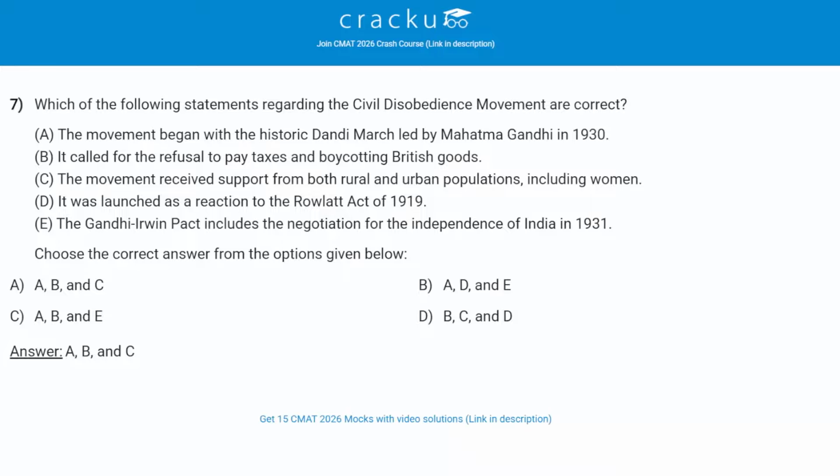In this question, we need to find the statements regarding the civil disobedience movement. Which of the following are correct? The movement began with the historic Dandi March led by Mahatma Gandhi in 1930. This is correct. It called for the refusal to pay taxes and boycotting British goods. This is also correct. The movement received support from both rural and urban populations, including women. This is correct. The movement was launched as a reaction to the Rowlatt attack in 1990. This is wrong. The Rowlatt attack was in 1919, whereas the civil disobedience movement took place in 1930. The Gandhi-Irwin Pact includes the negotiation for the independence of India in 1931. This is also wrong. So A, B and C are correct, and option A is the correct answer.